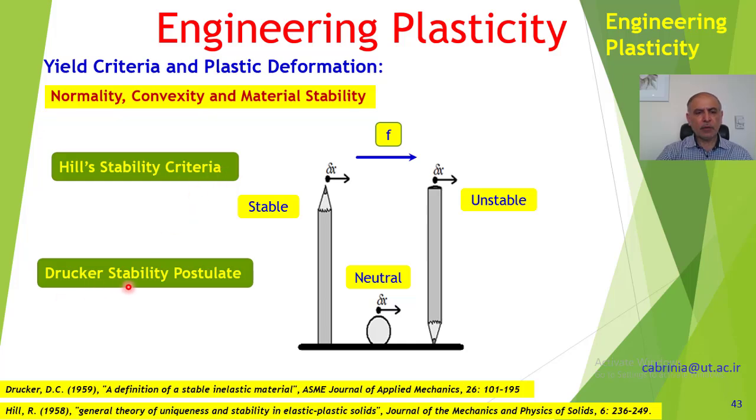criteria. Later on, Drucker stability postulate was developed by Drucker, and we are going to discuss these in order to understand the yield surface. So this is the title of the subject that we are going to follow: normality, convexity, and material stability. So from this title, it appears that the yield surface must be convex. We are going to prove that it's convex, and we are going to prove the normality and explain what it is. Okay, first we discuss the material stability.